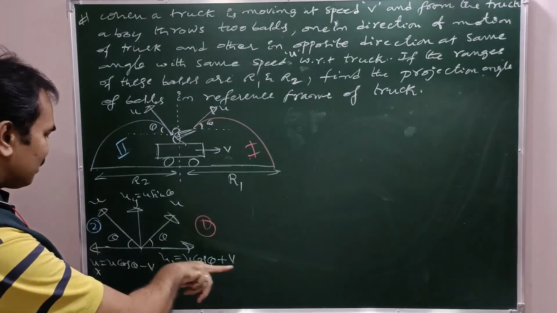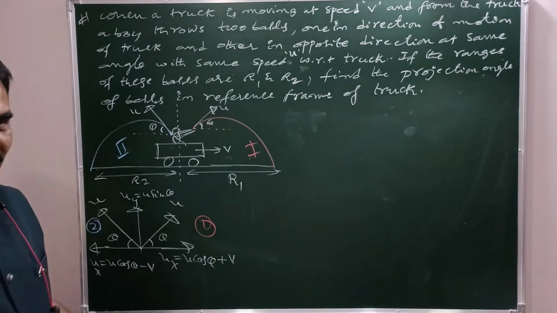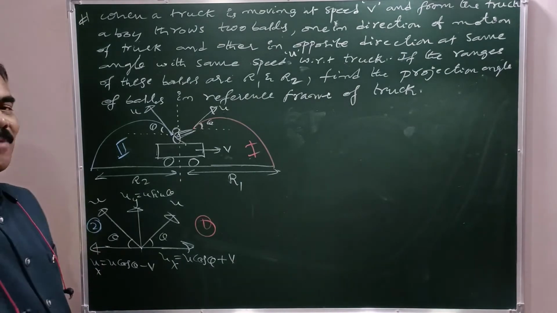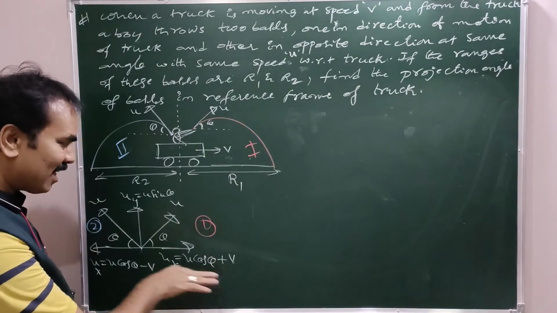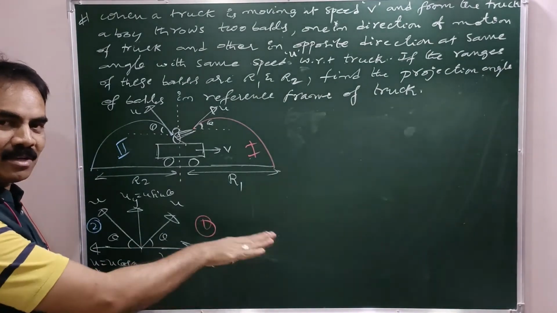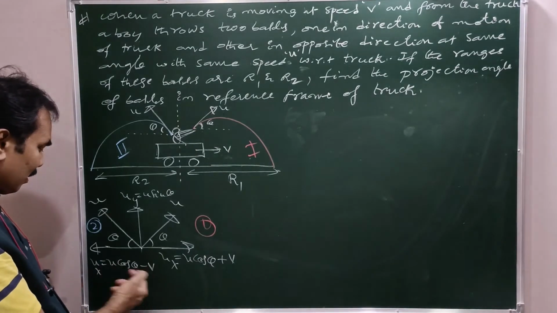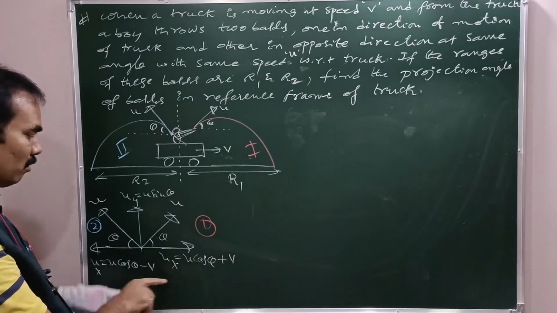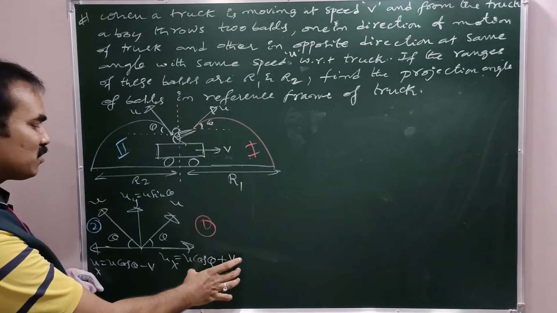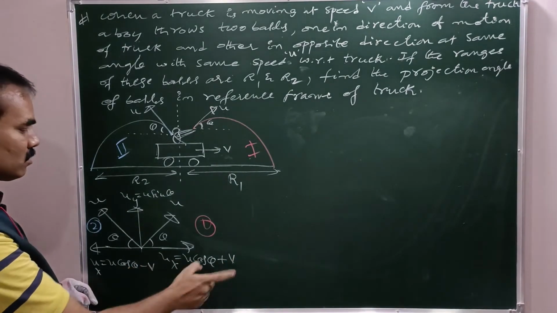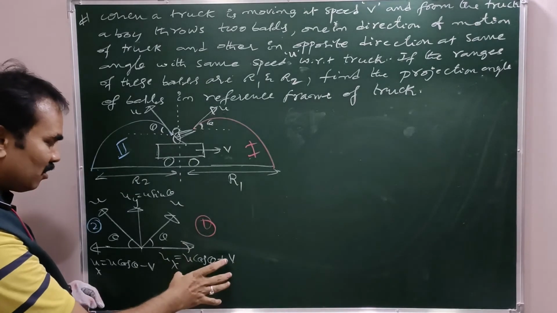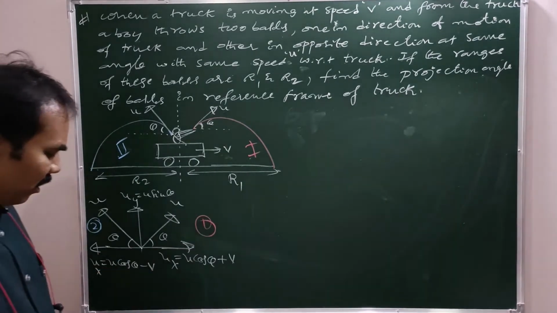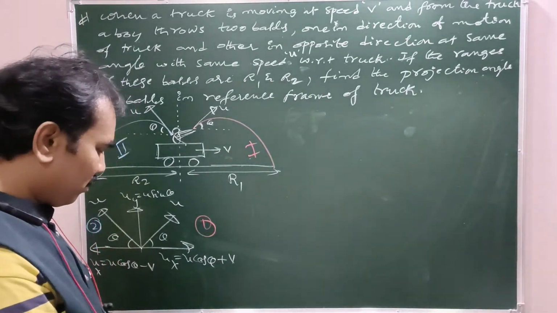But there is some change in the horizontal components of velocity. One is u cos theta plus v, another is u cos theta minus v. Here the positive sign is there, therefore the range is more. Here the negative sign is there, so u cos theta minus v is somewhat less than this one. So here ux is more, here ux is small. With this larger ux, there is a greater range than the other. Right? Now coming to the calculation.